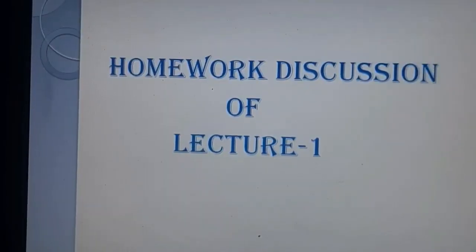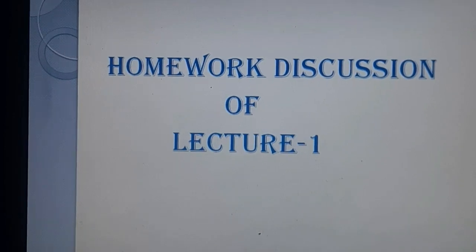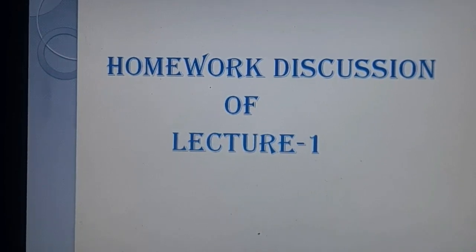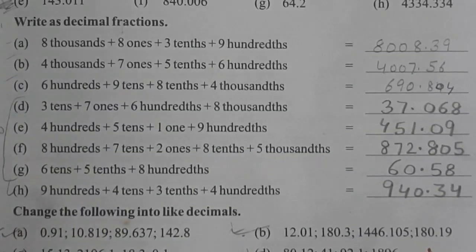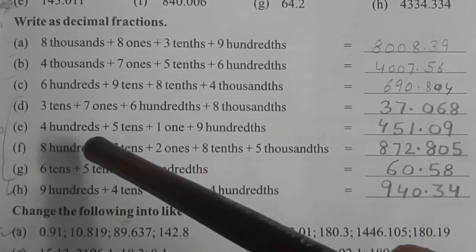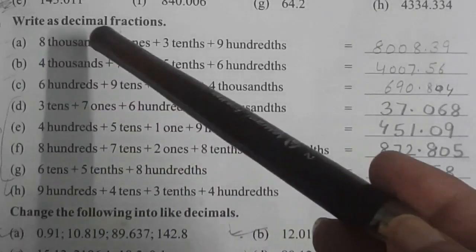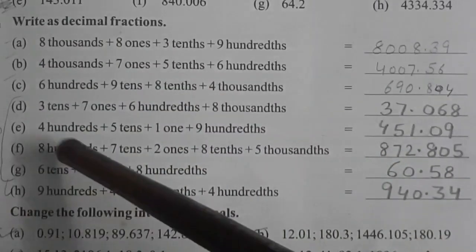Now we will do homework discussion of lecture 1. In lecture 1, question number 3 was given. Question number 3, D to H parts were given of exercise 1A. So you have to open your book, take out your pencil and eraser. Question number 3, D part. Question was write as decimal fraction.